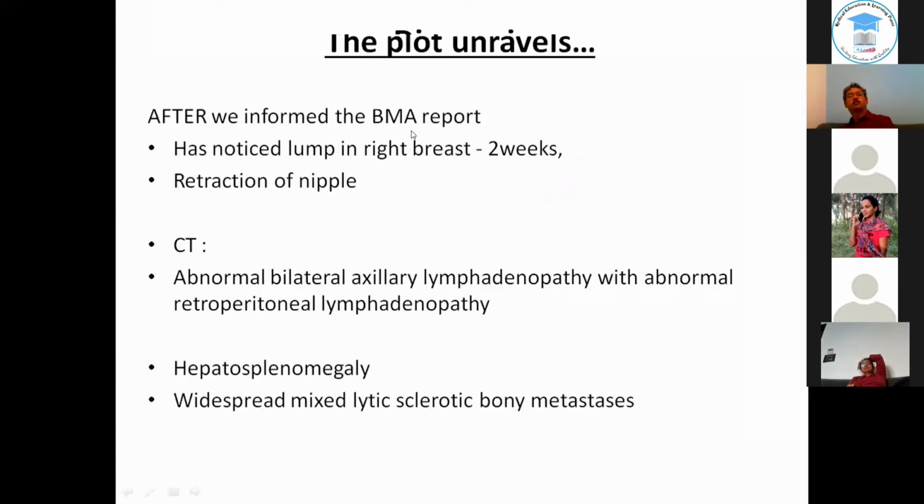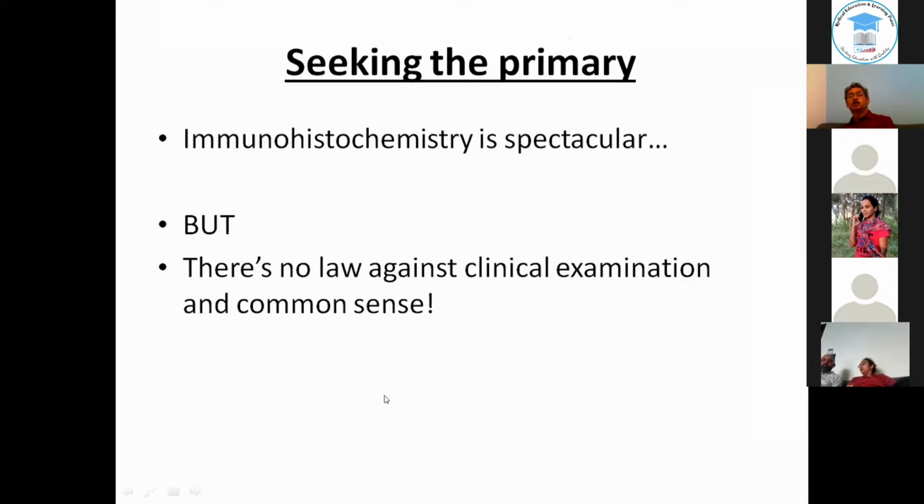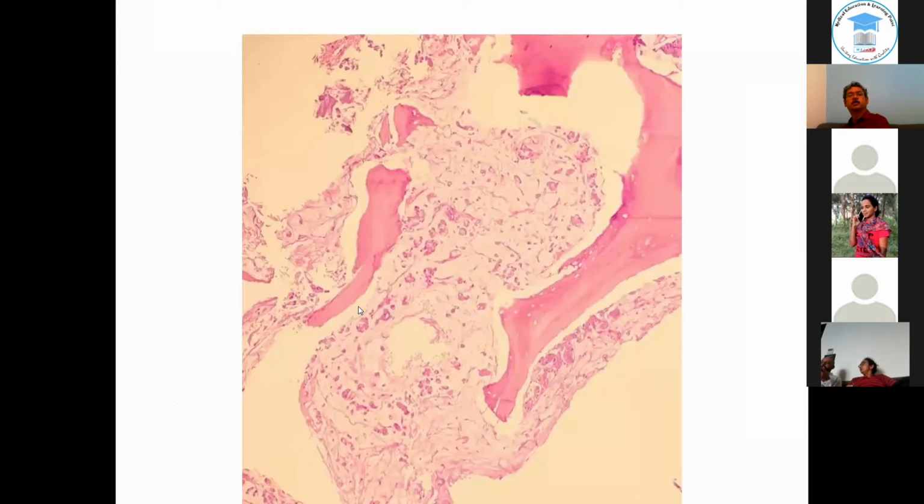And after we informed the bone marrow report, the physician went back and learned that the patient had a right breast lump for 2 weeks with retraction of nipple, and a CT showed nodes, liver, spleen, and widespread bony metastasis. So immunohistochemistry is spectacular in making a diagnosis of an unknown primary, but there's no law against good clinical examination and using your common sense in making a diagnosis.